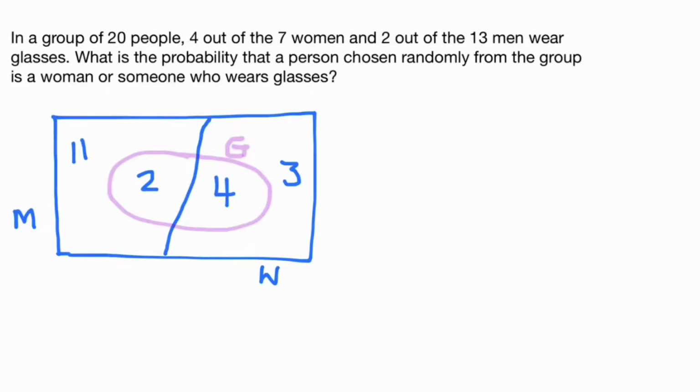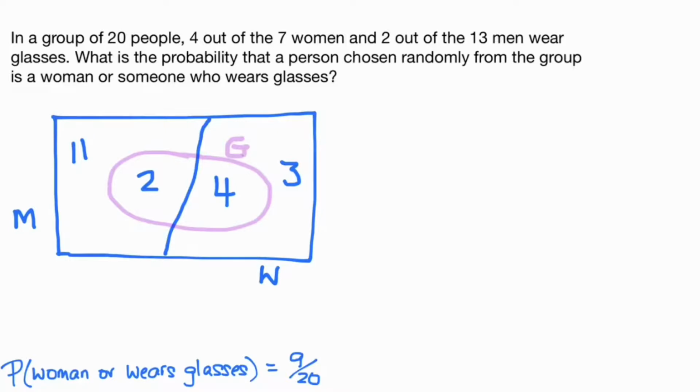And furthermore, 2 of the men are wearing glasses, and 11 do not wear glasses. And so now, if you want to find the probability that a person is someone who is either a woman or someone who wears glasses, we just need to count the number of these cases, and it turns out that there are 9 of them, 4 plus 3 plus 2, or 7 women plus 2 men who wear glasses, so 9 out of 20.